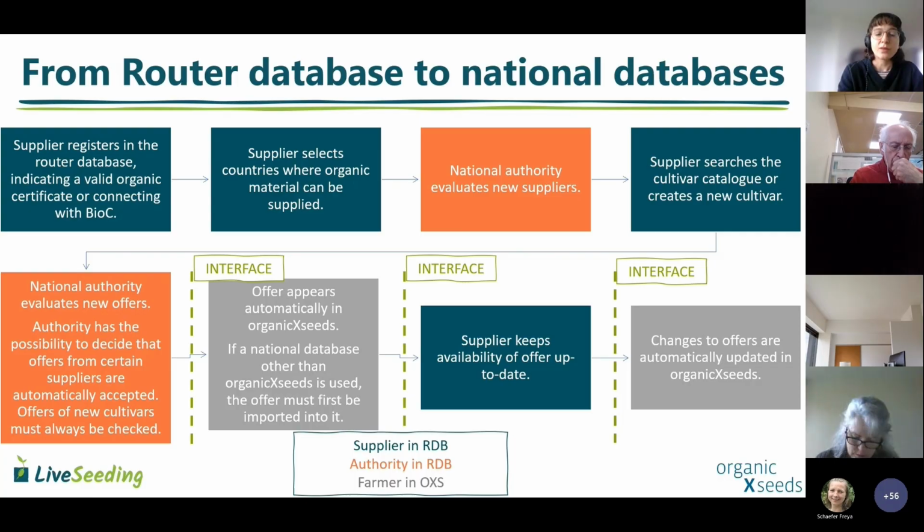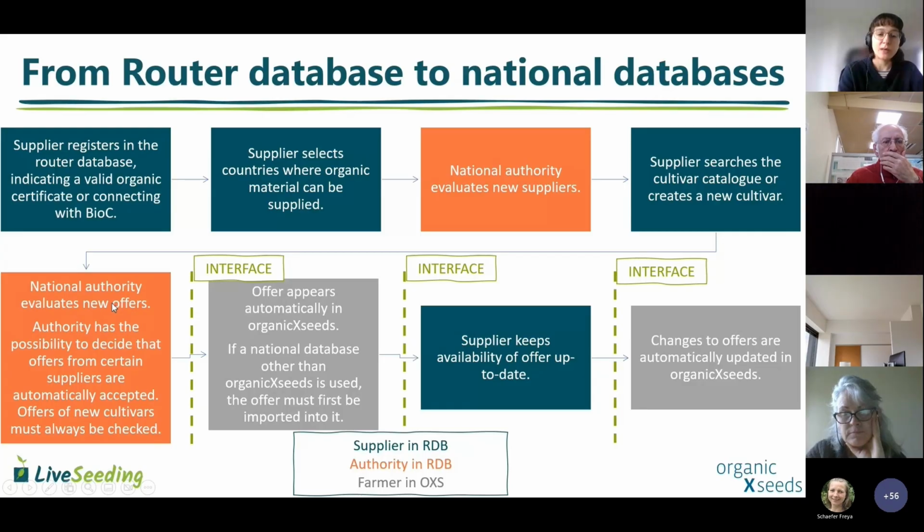And then the next step would be that you select the countries that you want to place your offers to. So you basically apply to the national authority. So that's why it's also very important to indicate a valid organic certificate, because the national authority then can see the certificate and accept you as a supplier. Once you are accepted, you can search the cultivar catalog and place your offer for the cultivars that you find. If the cultivar that you want to offer is not in the catalog yet, you can also create a new cultivar and then place your offer for that cultivar. So I will also show you how you can do that.